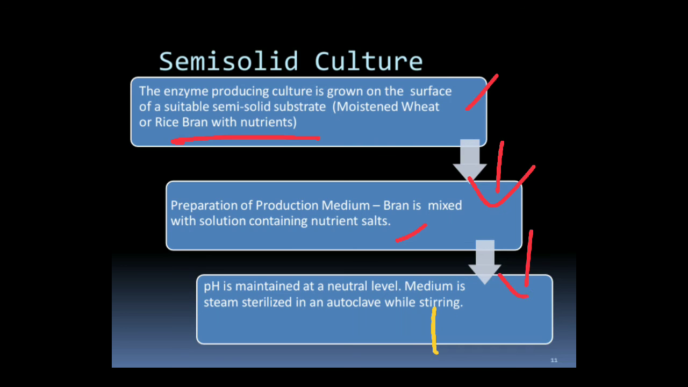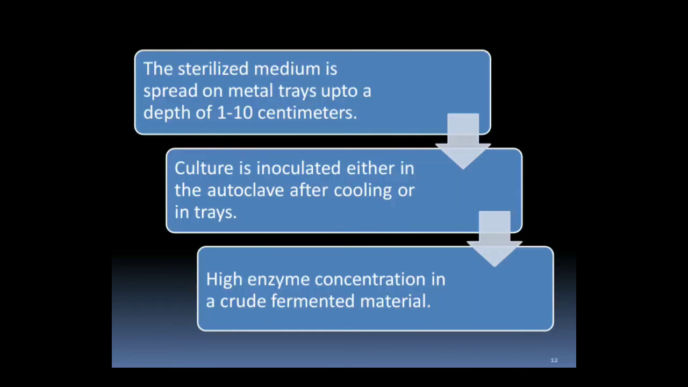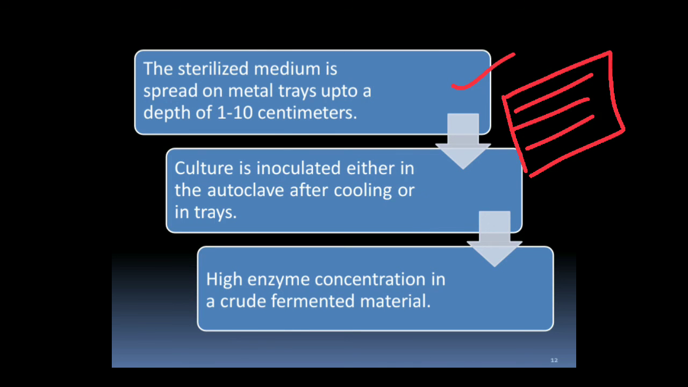Then we go for maintaining the pH at a neutral level. The medium is steam sterilized in an autoclave while stirring. You all know how to sterilize by using an autoclave. The next step is the sterilized medium is spread onto metal trays up to a height of 1 to 10 centimeters. Okay. The culture is inoculated either in the autoclave after cooling or in the trays. Like this, the culture is inoculated using an inoculation loop.